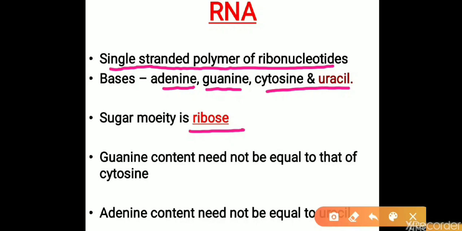And Chargaff's rule is not applicable in case of a single-stranded RNA molecule. It is applicable only in case of a double-stranded DNA molecule. As per Chargaff's rule, the guanine content is equal to that of cytosine, and adenine content is equal to thymine. But in case of an RNA molecule, it is not applicable. So in RNA, guanine content is not exactly equal to that of cytosine, and adenine is not exactly equal to that of uracil.